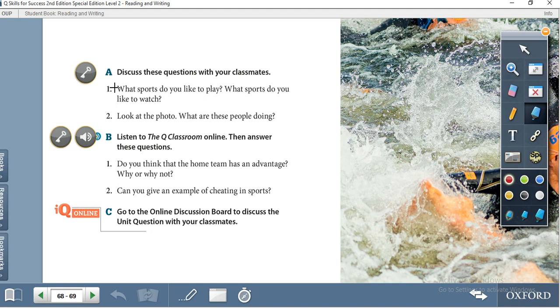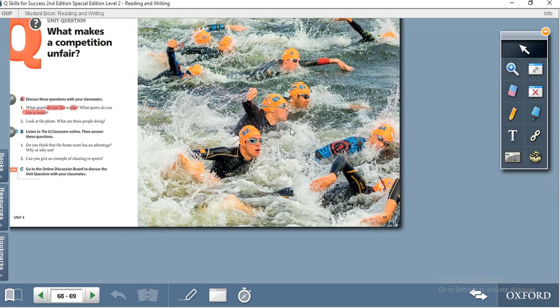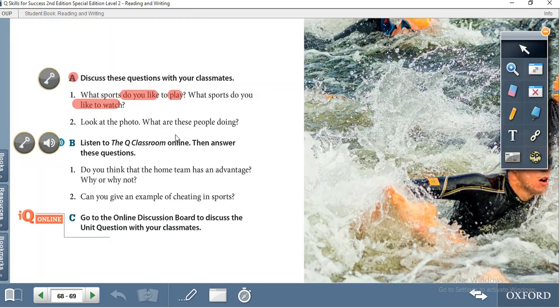So, for example, let's go to activity A. Discuss the question. What sports do you like to play? What sport do you like to watch? So you have to respond. Maybe it's football, volleyball, swimming, cricket, any sport you like to watch or play. Look at the photo. What are these players doing? You can respond. It's swimming, or you can write your answer.